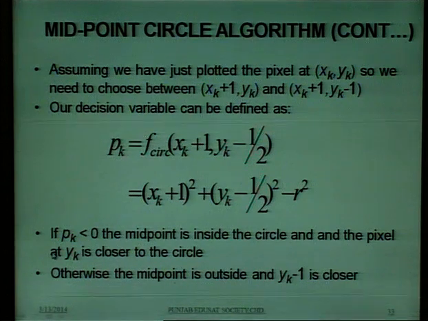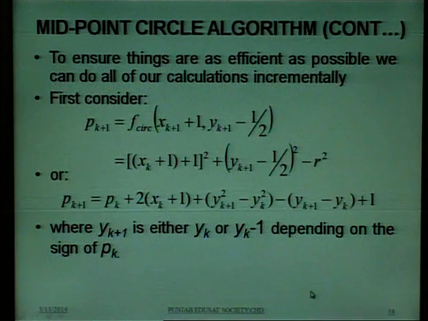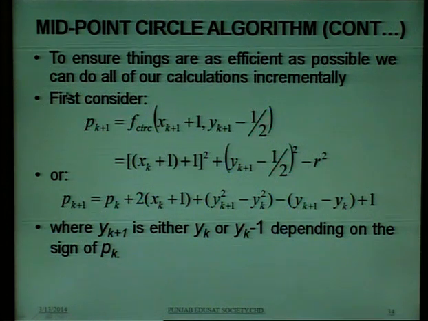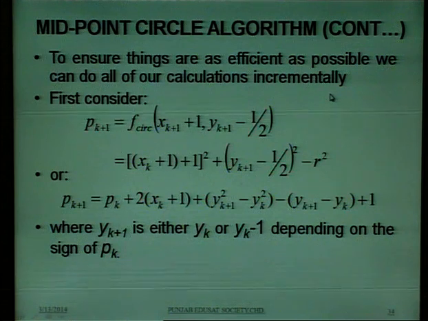If the value of pk is less than 0, then the midpoint is inside the circle and the pixel yk is closer to the circle. Otherwise, the midpoint is outside and the pixel yk minus 1 is closer to the circle. To ensure that things are as efficient as possible, we can do all the calculations incrementally.